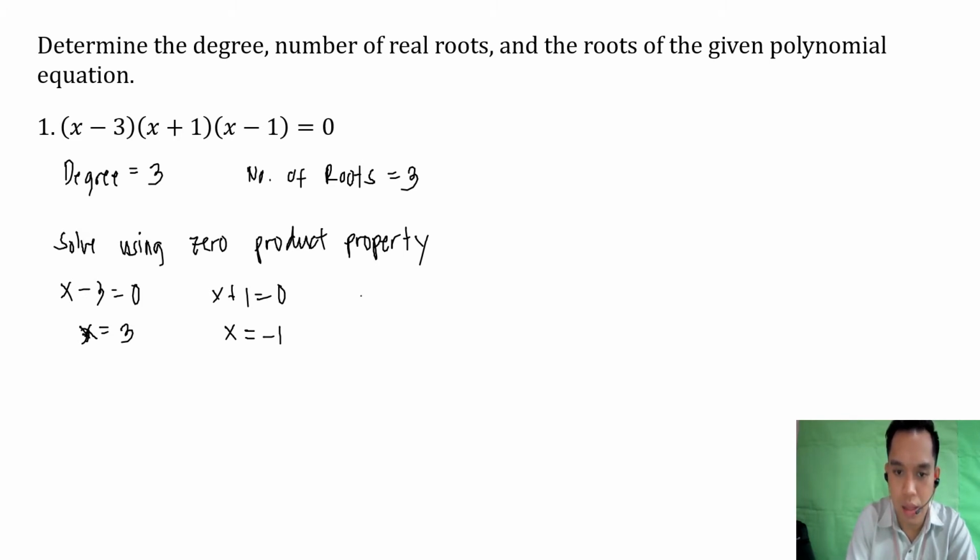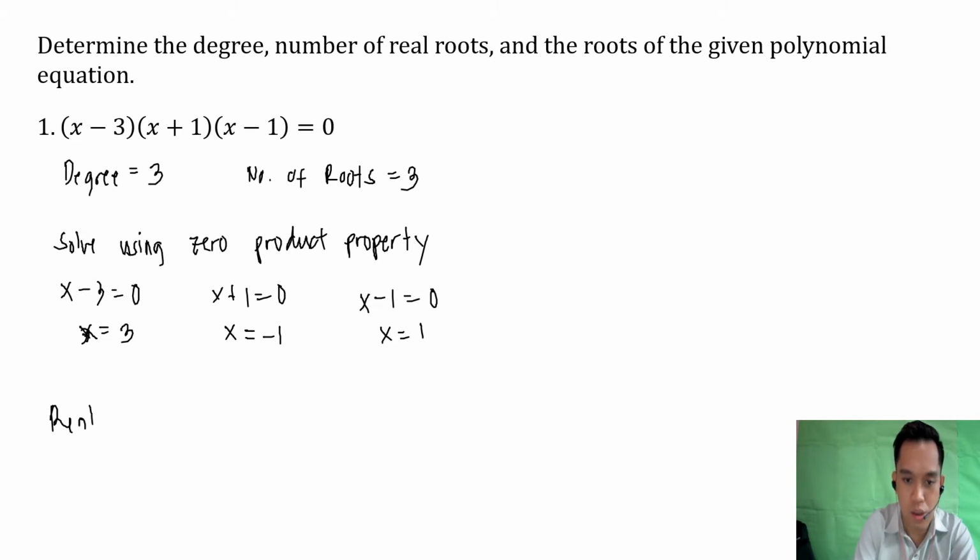Then, the other one is x minus 1 equals 0. And what will be the value of x? Okay, positive 1. So, therefore, the real roots of our polynomial equation are 3, negative 1, and positive 1.